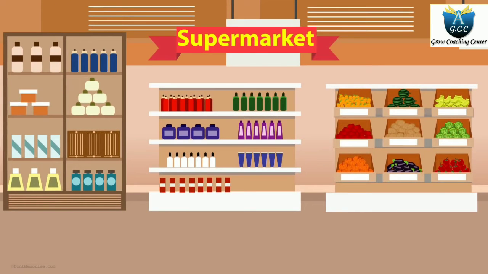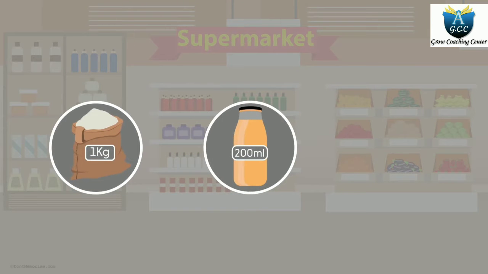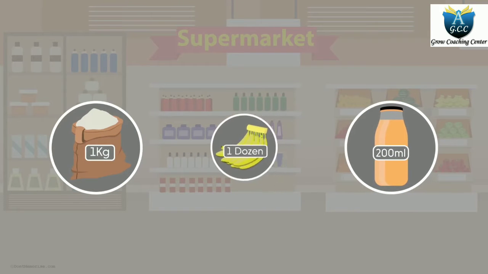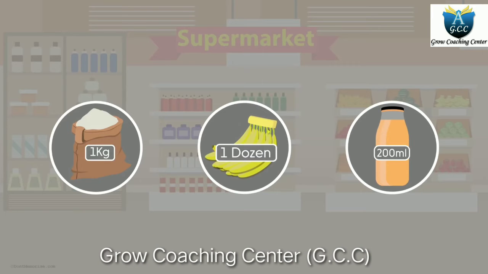Supermarket, we always buy things using standard values. In other words, we always take 1 kilogram of rice or 200 milliliters of fruit juice. Fruits are sometimes counted using the unit dozen. 1 dozen means 12 of something. These are terms used in everyday life.